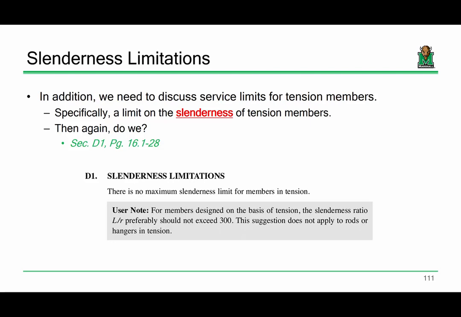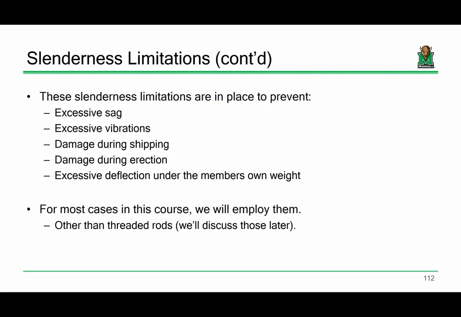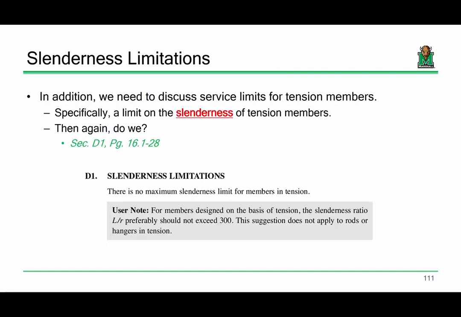One of the most important service limits that we consider for tension members is a slenderness limit. Now, do we actually have a slenderness limit that we have to apply? No. If you read section D1, slenderness limits, there is no maximum slenderness limit for a member in tension. Okay? However, that doesn't mean that you shouldn't employ one for practical purposes. Now, the code specifies that your slenderness should be less than 300. Now, first off, what is slenderness? Slenderness is defined as L over R, okay? The length of the member divided by the radius of gyration, okay?